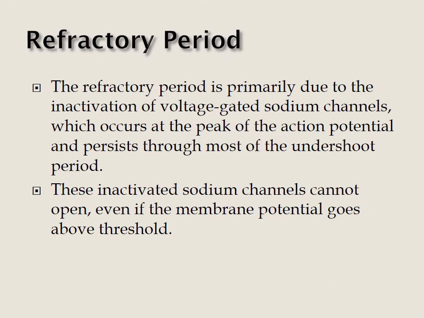Then the refractory period. We already saw the refractory period in the graph itself. The refractory period ensures the action potential will travel forward down the axon, not backward through the portion of the axon that just fired. This is primarily due to the inactivation of the voltage-gated sodium channels, which occurs at the peak of the action potential and persists through most of the undershoot period.